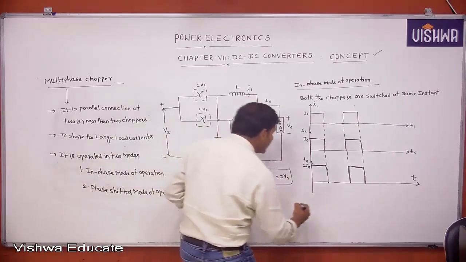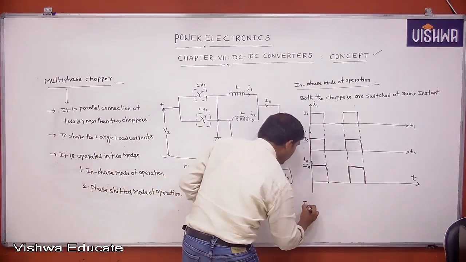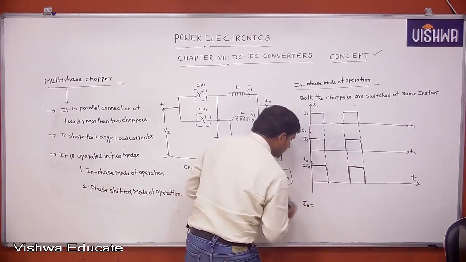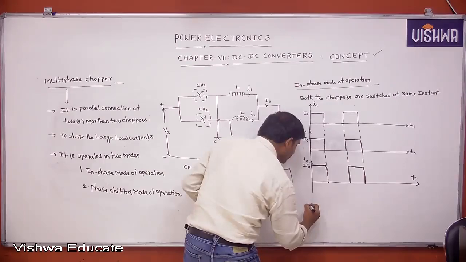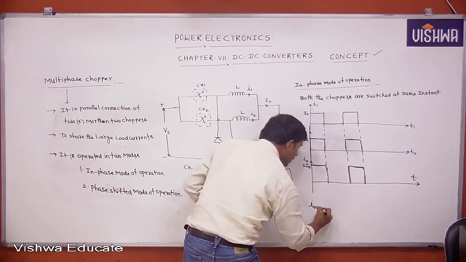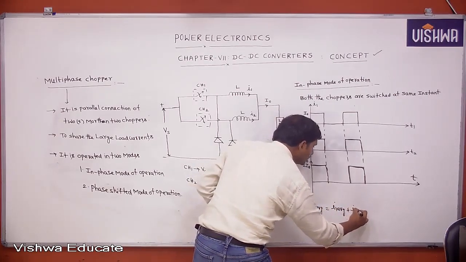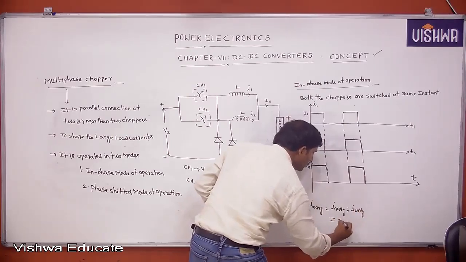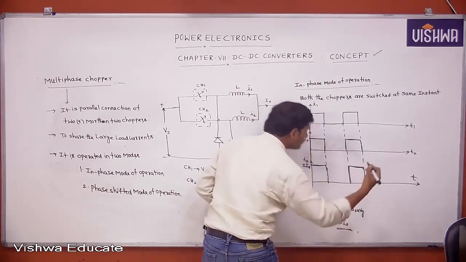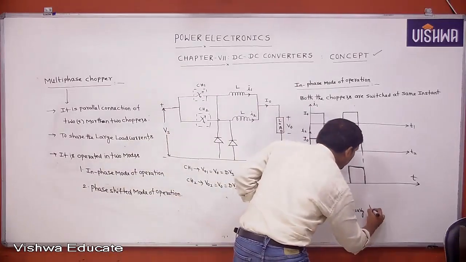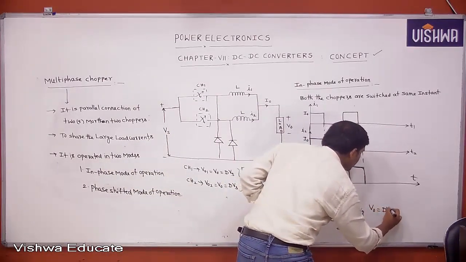Then what is the resultant current? I0 average equals I1 average plus I2 average, that is 2I0. But the average output voltage remains constant. This is dVs.